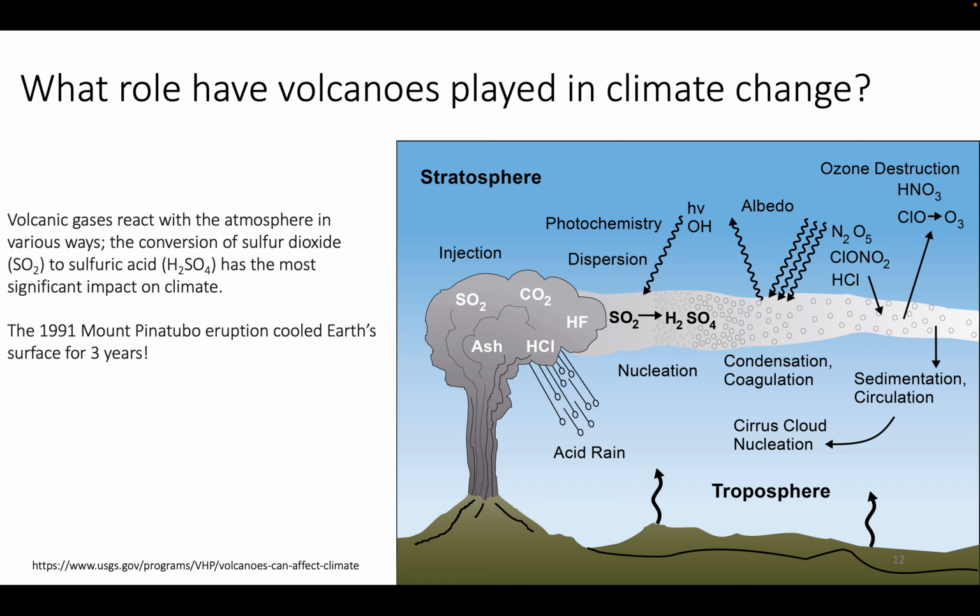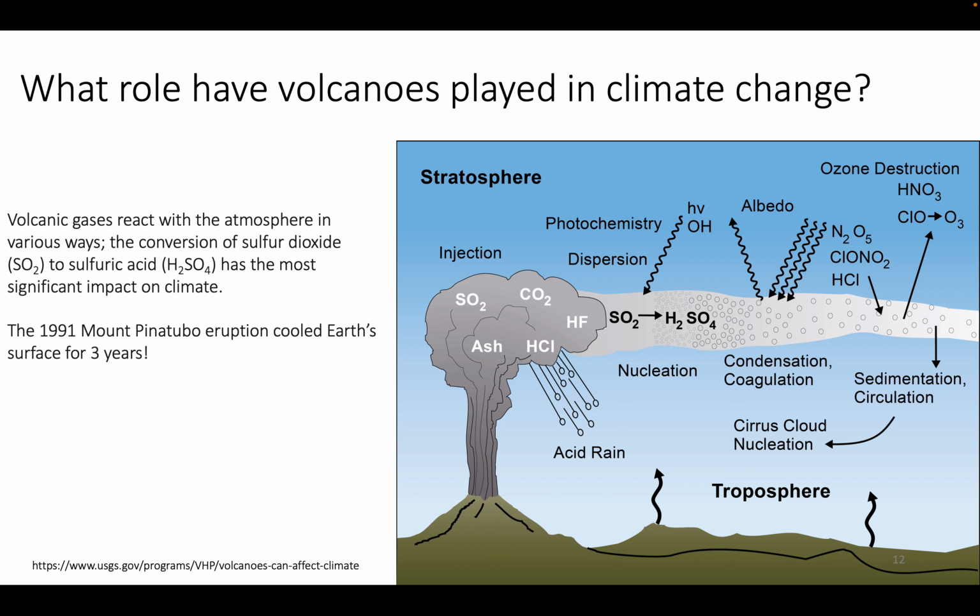The most significant climate impacts from volcanic injections into the stratosphere come from the conversion of sulfur dioxide into sulfuric acid, which condenses rapidly in the stratosphere to form fine sulfate aerosols, shown here by this plume. The aerosols increase the reflection of radiation from the sun back into space. So that's shown here by these arrows. This results in the cooling of Earth's lower atmosphere and troposphere.